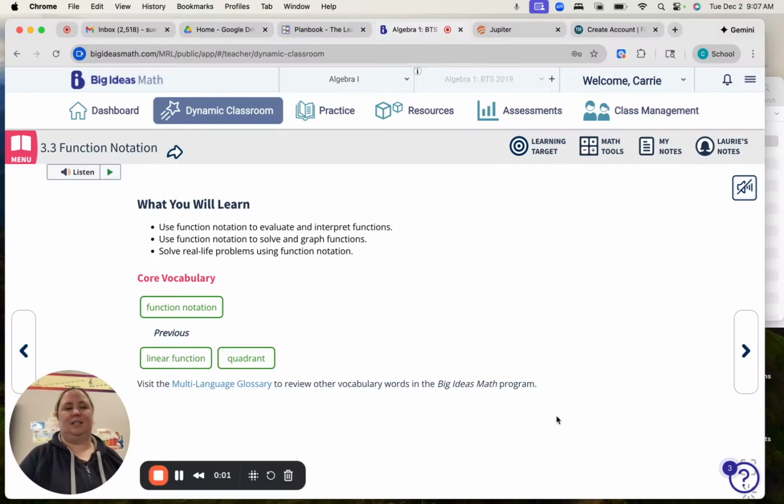All right, this is lesson 3.3, function notation. So function notation is just a format of how you write this equation. It will look very similar to slope-intercept form. So write the vocab for function notation.